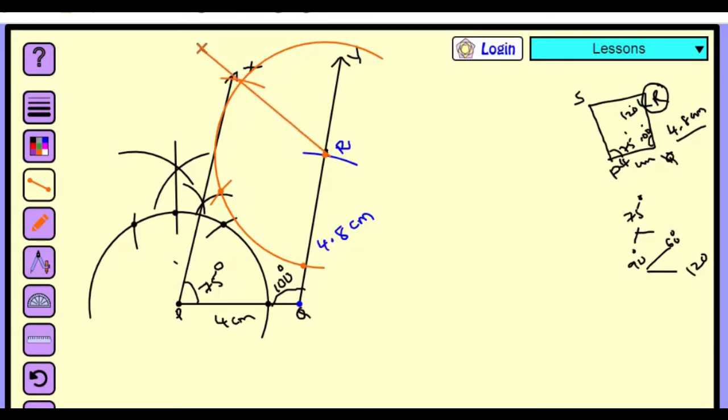Now actually this PX ray and QRZ ray need to be intersected. So I need to extend the ray from R to Z first. Then you should label the angle R is equal to 120 degrees. Now look here. The PX ray and the RZ ray, these two rays are intersecting at point S. Now that is point S. We don't have the lengths for PS and RS, even though we got the point S there.